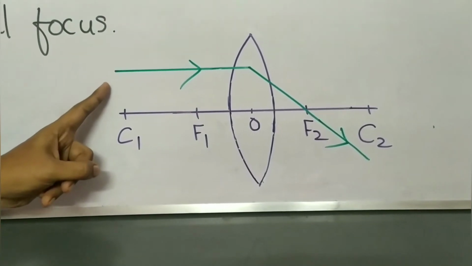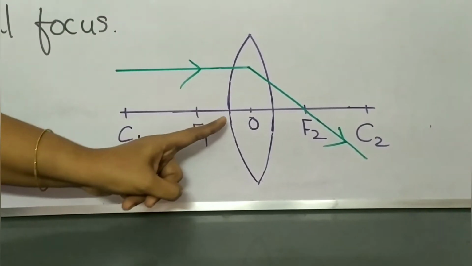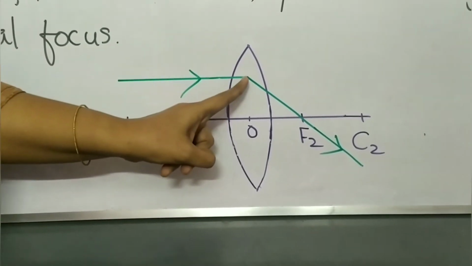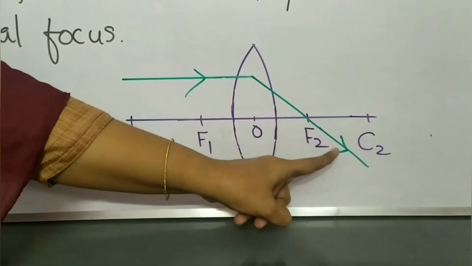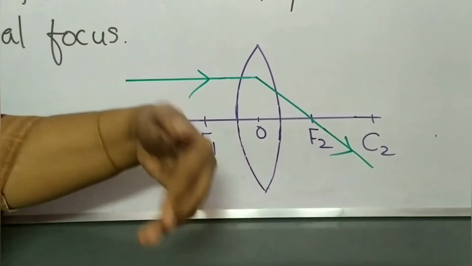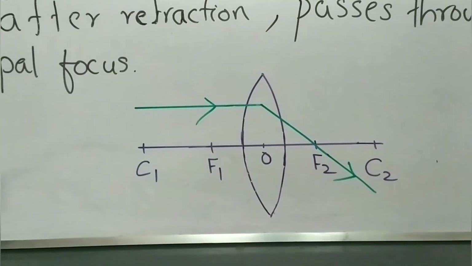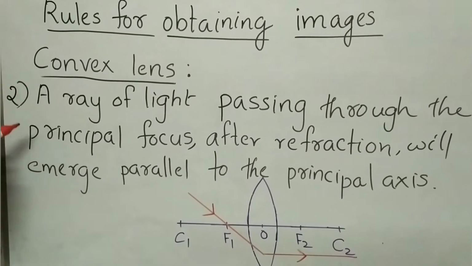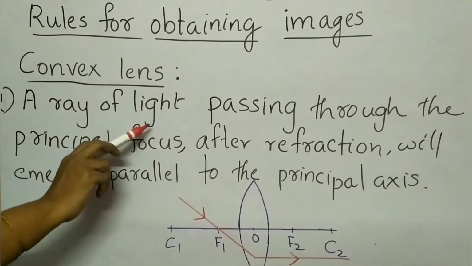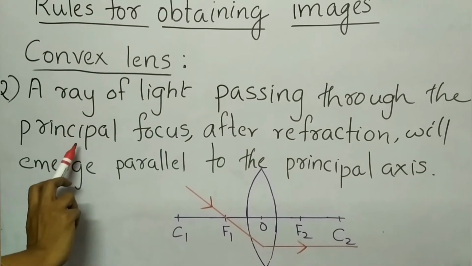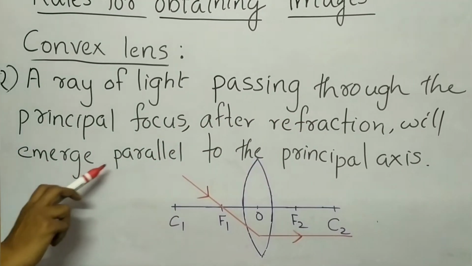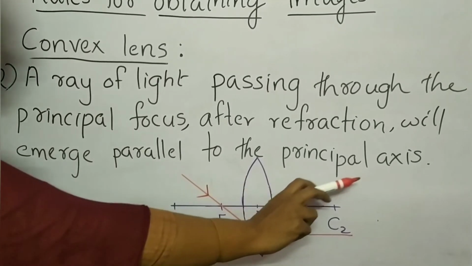Here you can see a ray of light that is parallel to the principal axis. After refraction, it is passing through the principal focus on the other side of the lens. You can see the second rule for this convex lens. A ray of light passing through the principal focus after refraction will emerge parallel to the principal axis.